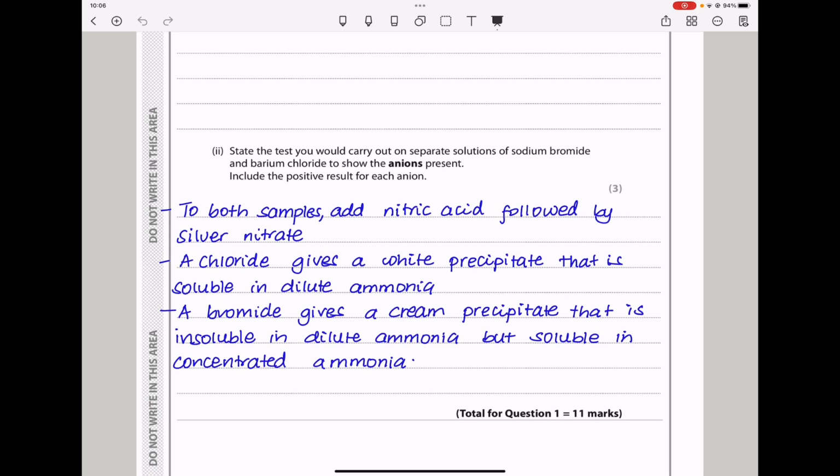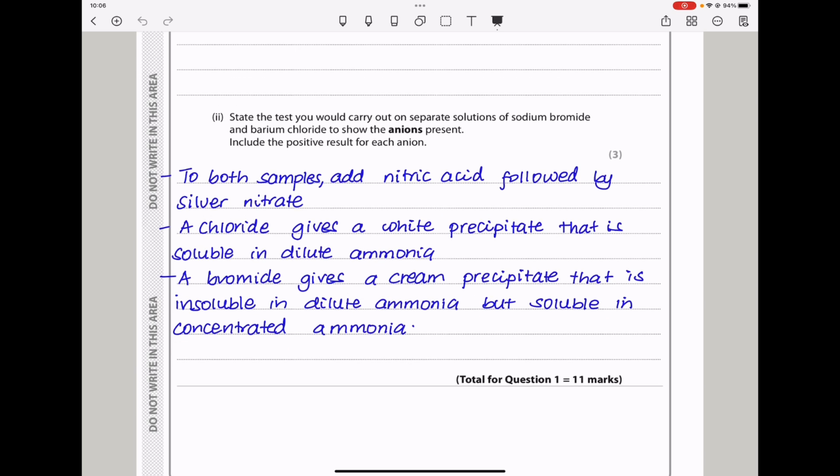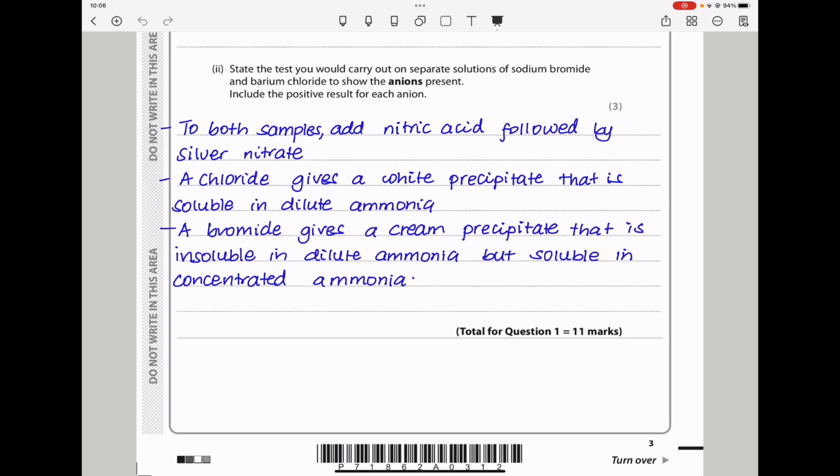However, the white precipitate given with silver chloride is going to be soluble in dilute ammonia, but the cream precipitate with silver bromide will not be soluble in dilute ammonia, but it will be soluble in concentrated ammonia. So that is how you can distinguish between the two precipitates formed. So this brings us to the end of question 1. Let's continue to question 2.